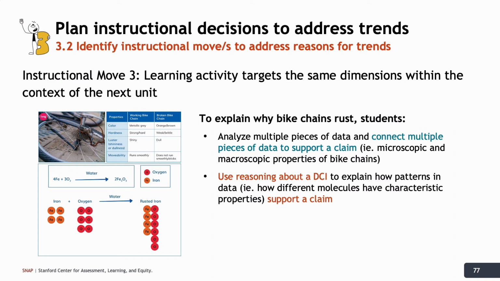If we want to make sure this learning activity addresses the trends we saw in the DEAR task, then we need to make sure the way we prompt students in this activity is similar to the way we prompted students in the DEAR task. For example, while we can't address the competition between species aspect of our trend from the DCI, we can ask students to use reasoning about this particular chemical reaction's DCI to explain the patterns they see in the data and use it to support a claim.